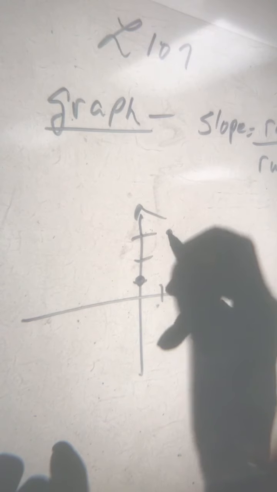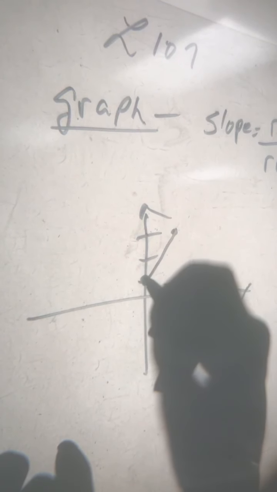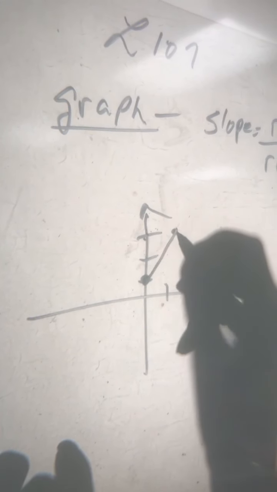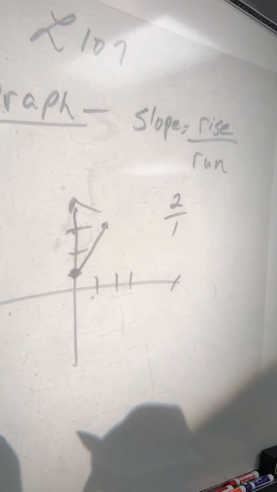All right, I'm just going to show you an illustration here. Suppose we go from this point to this point. Okay, we have risen 2 places and we've run 1. So what it's saying, rise over run, to go from this point to this point. If I draw a line here, I've gone up 2 over 1. So the slope is 2 over 1.